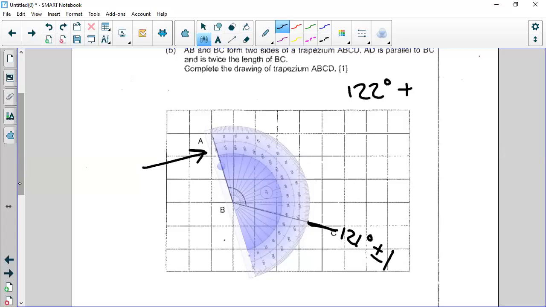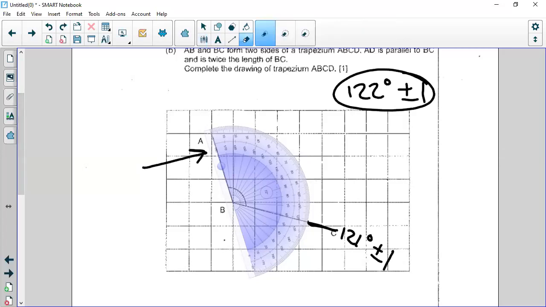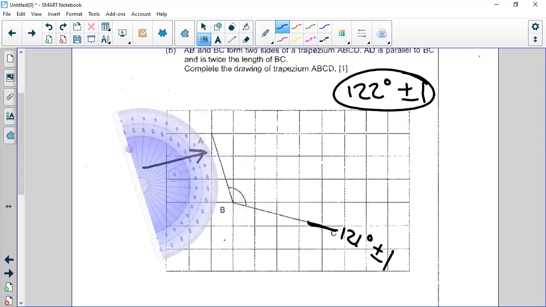All right, so I think you also cannot... If you get 123 or 121, fine, because the answer key is 122. Okay, got it. So you must know how to use a protractor to find the angle. Okay, now how do you draw the trapezium?